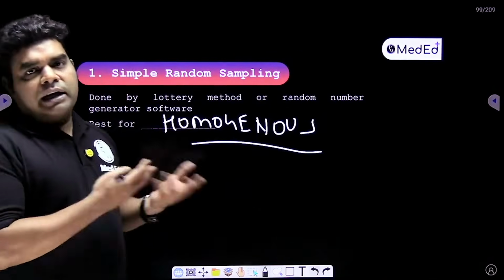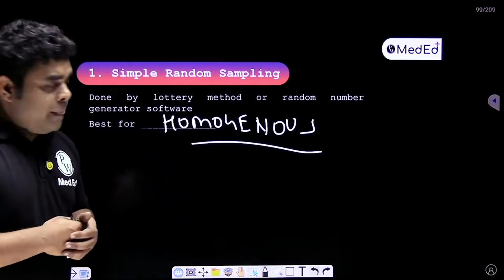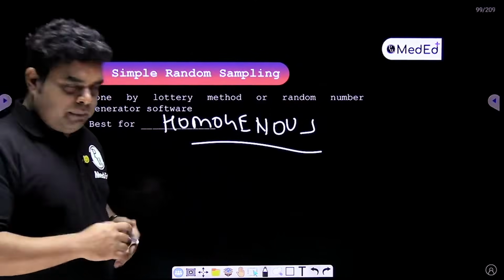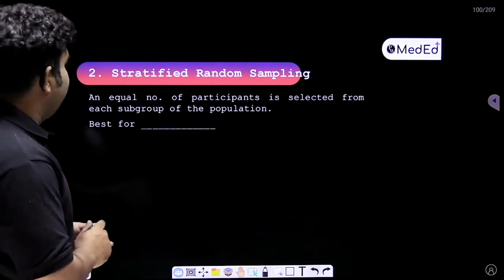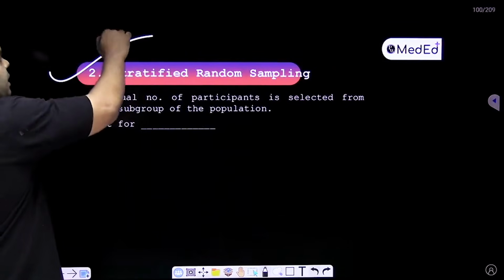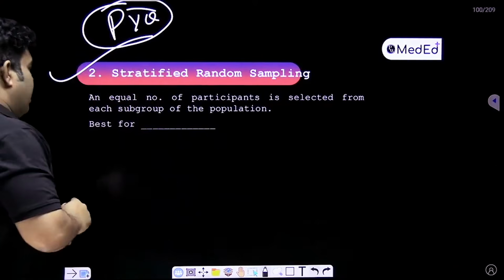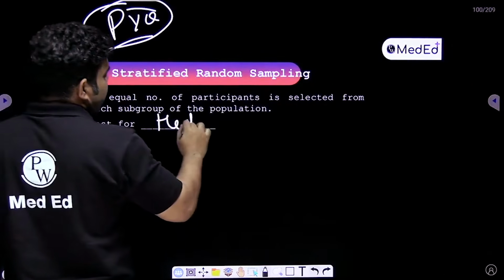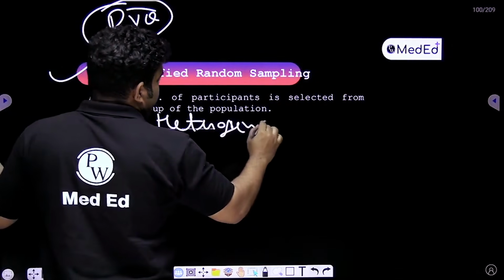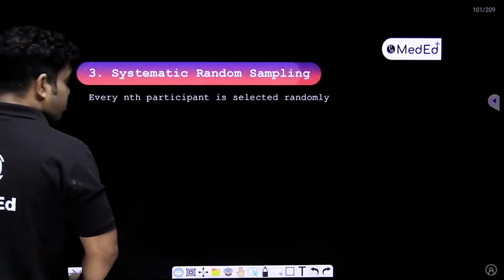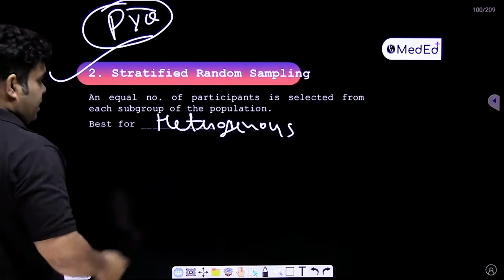So it can randomly create some 10 names or 100 names. So this is simple random sampling, a very simple thing. But the main question nowadays comes from stratified random sampling. This is an area of PYQ. Remember, in stratified random sampling, the population must be heterogeneous. Heterogeneous means a population whose members are different from each other.